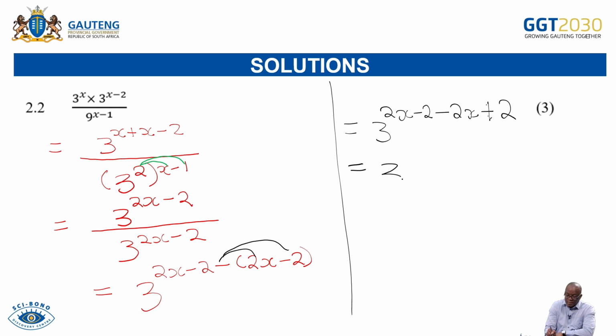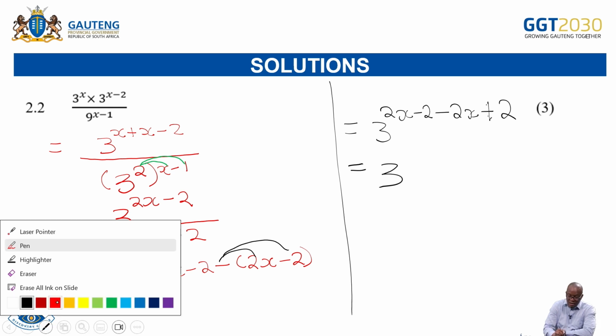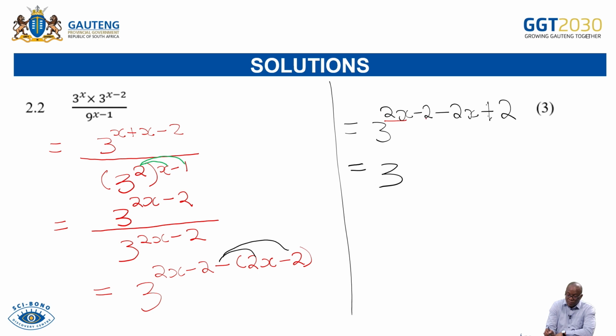So we can see that as we add our like terms, 2x and minus 2x cancel out. Then minus 2 plus 2 also cancel out. And we remain there with 0 because they are subtracting each other. Then we know that by the definition of exponents, anything to the exponent of 0 is equal to 1. That is our definition of exponents.